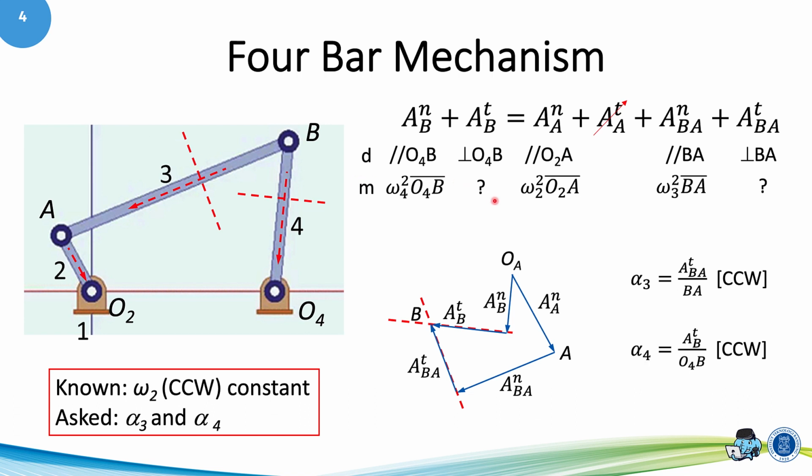Next, alpha 4 is AB tangential over O4B. AB tangential is the absolute acceleration, so to determine the direction, you simply put the vector AB tangential at point B, and then the joint O4 is the center of the rotation. Because the direction of AB tangential is going to the left, it means that the direction of alpha 4 is counterclockwise. That's all for acceleration analysis of the 4-bar mechanism.